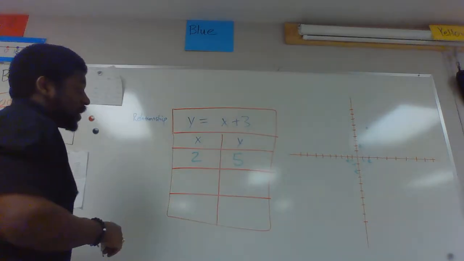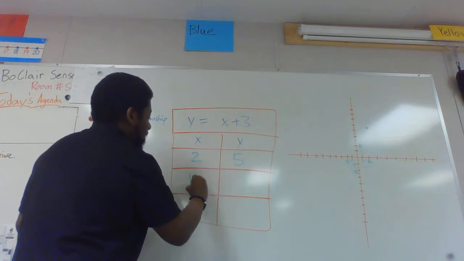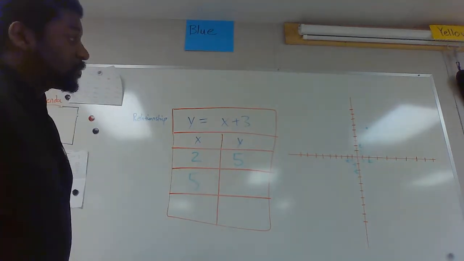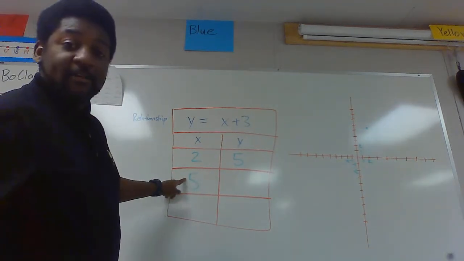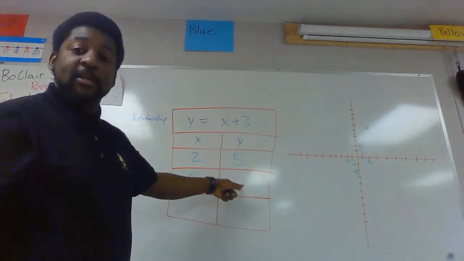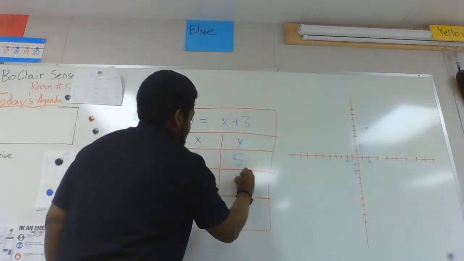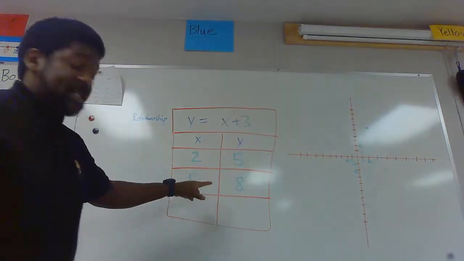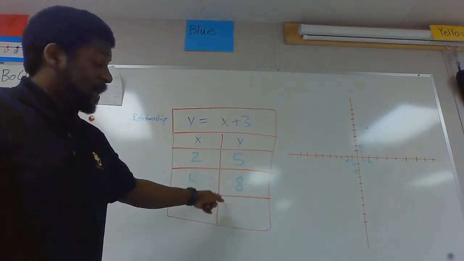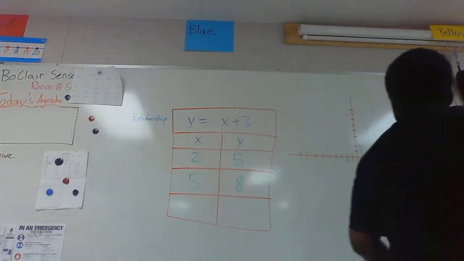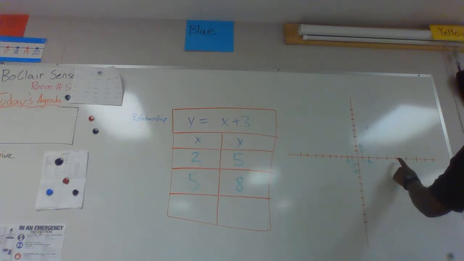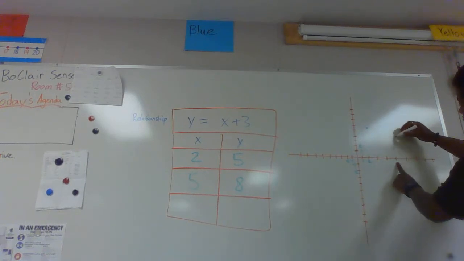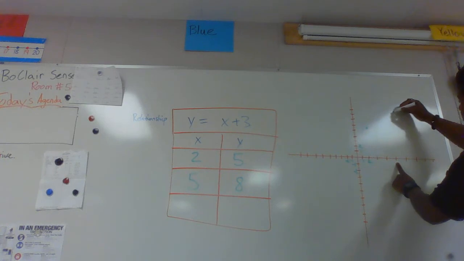So the next number I'm going to try is x equals 5. Well, if x equals 5, 5 plus 3 is 8. So that means my next point should be at 5, 8. 1, 2, 3, 4, 5. Up 1, 2, 3, 4, 5, 6, 7, 8. Should be right about here.